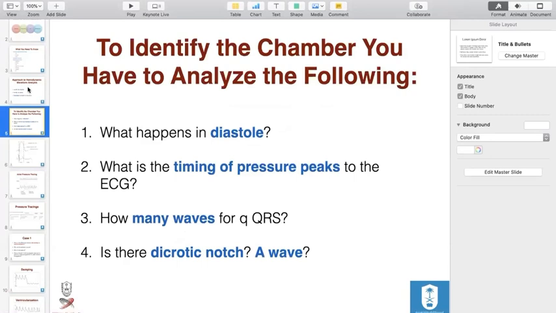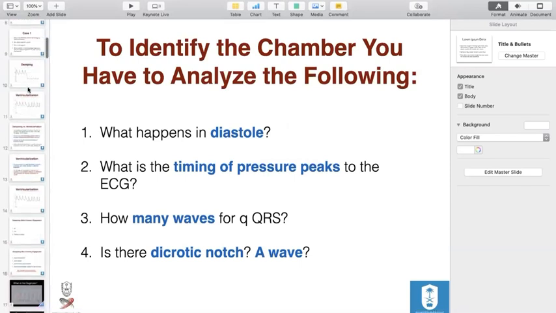About right-sided, left-sided, it's a guessing game, but we always tell you where you are. Dr. Waleed, any more questions about it?